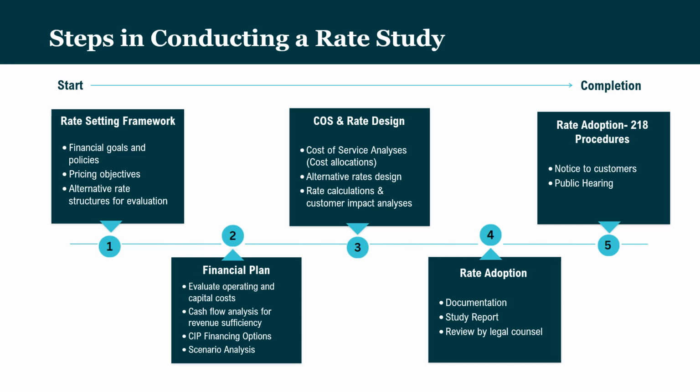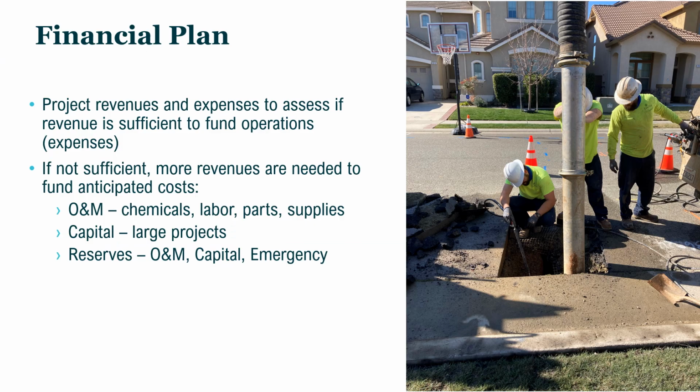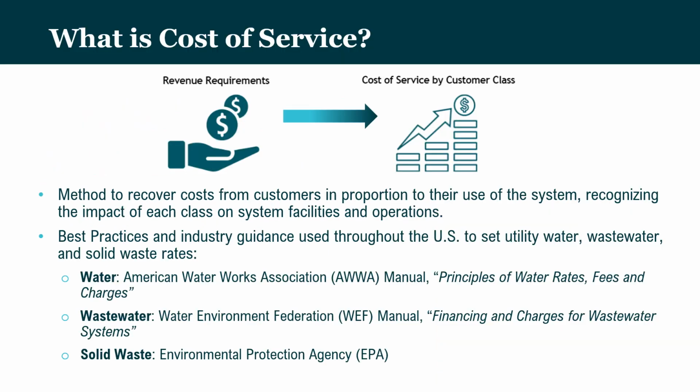Prop 218 also prescribes a way for customers to register their opposition to proposed utility rate changes. The financial plan projects revenue and expenses to determine if revenue is sufficient to fund operations. If it is not sufficient, there is a need to increase revenues to fund anticipated costs, such as operations and maintenance, capital, and reserves.